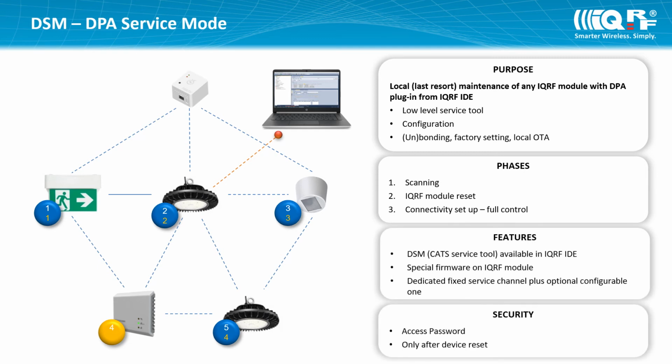The DSM connection is kept until the next device reset. During the connection, there is a communication pipe for any DPA request, so it is possible to bond or unbond the device, change its configuration, upload a new DPA plugin or custom DPA handler, and so on. To end the DSM connection, just reset the connected device or click the disconnect button in the IQRF IDE.